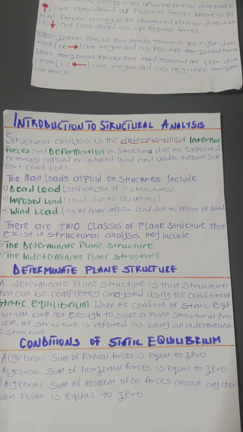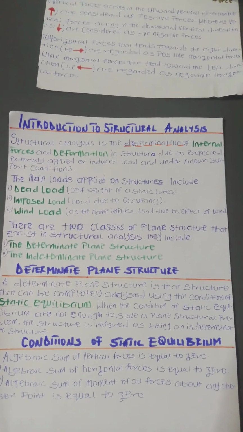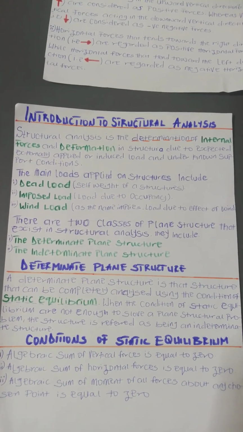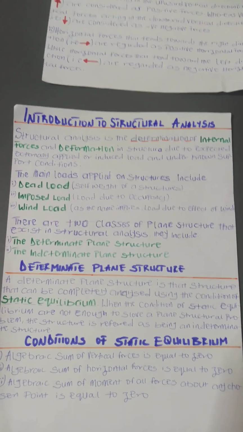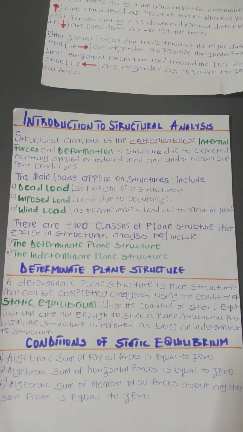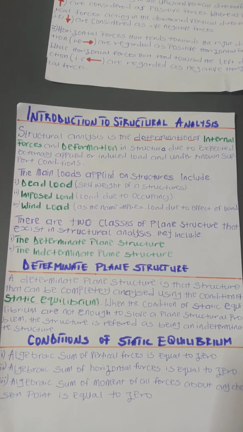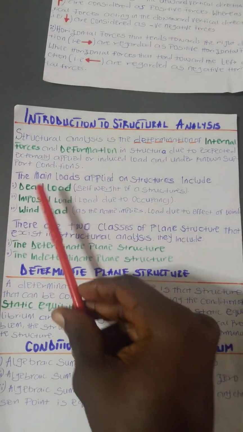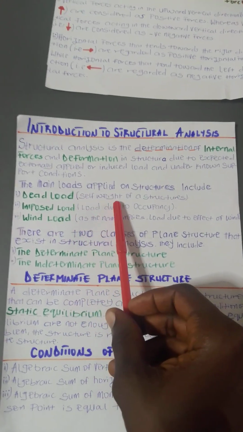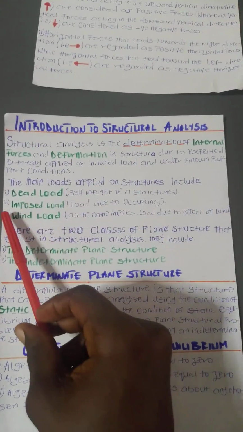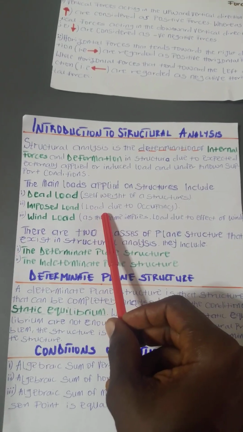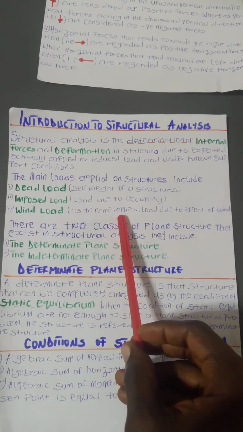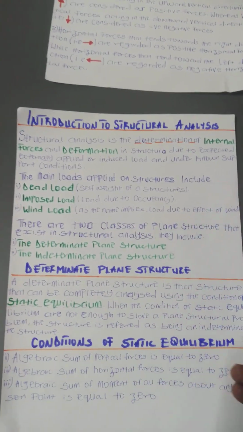You analyze the structure to know the forces acting internally in the structure and the rate of deformation these forces are going to cause to the structure. Now we have the main loads that are applied on a structure. They include one, dead load, which means self-weight of a structure. Two, imposed load, which means load due to occupancy. And three, we have wind load. As the name implies, load due to the effect of wind.